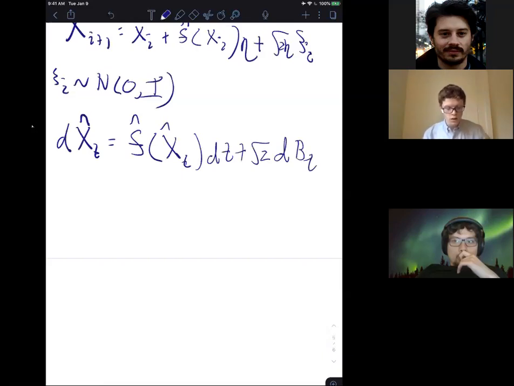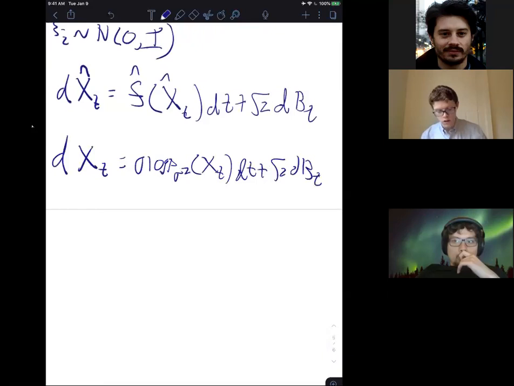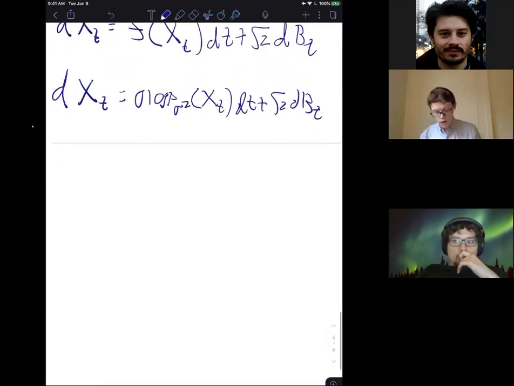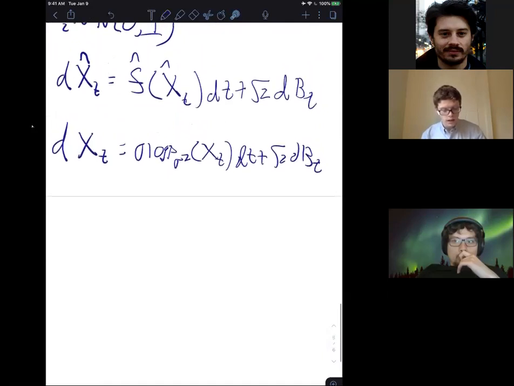And so maybe this would motivate us to consider the following Itô diffusion: dX_t = ∇log p_σ²(X_t) dt + √2 dB_t, which is the Langevin diffusion. And under pretty weak conditions, this is going to converge in law.